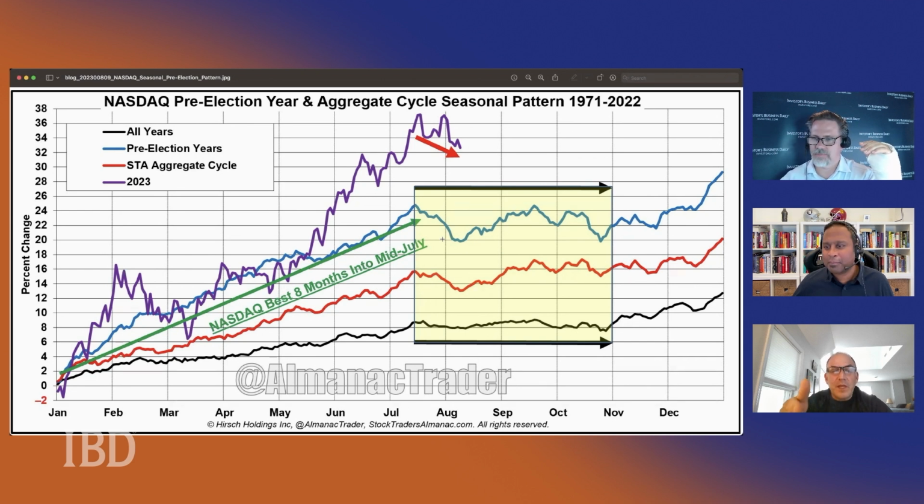So no, we did have our MACD sell signal for the best 8 months of Nasdaq towards the end of June, right here in that late sell-off. So we don't claim to pick tops and bottoms, but we try to get the big chunk of the trend.